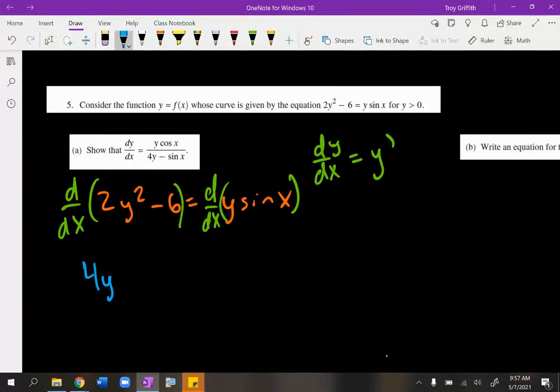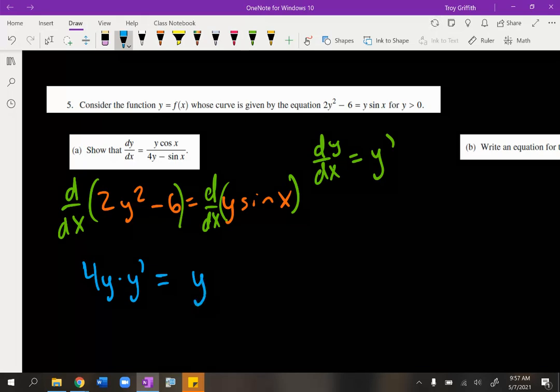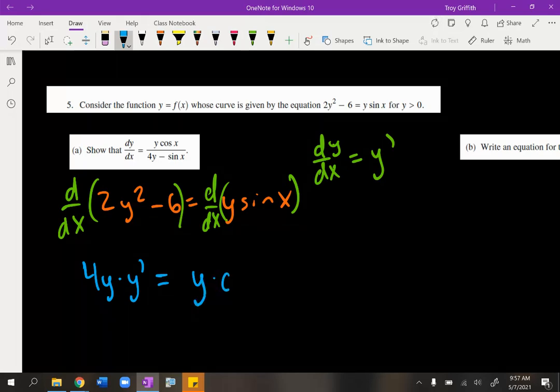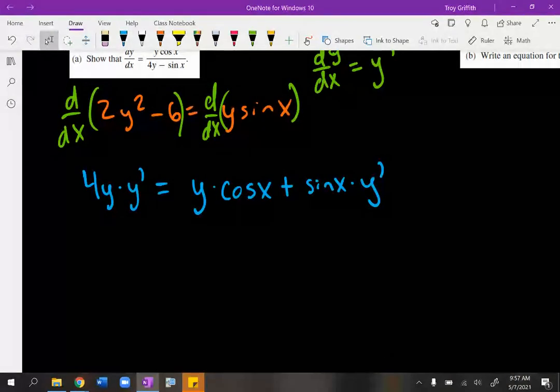So let's try 2y squared. This can be 4y times y prime. Then the derivative of the constant 6 is 0. On the other side, I'm going to need to use the product rule. So I've got first, y times the derivative of the second. Derivative of sine is cosine. Plus the second, sine of x, times the derivative of the first. Derivative of y with respect to x is y prime.